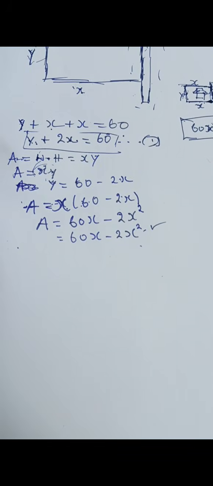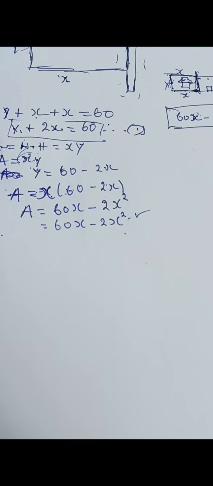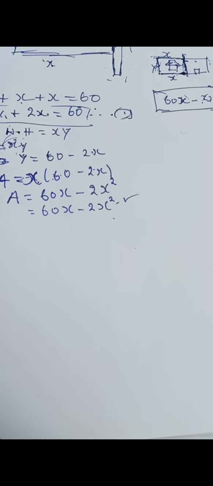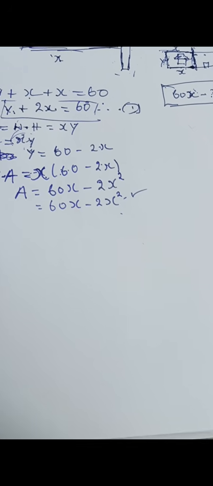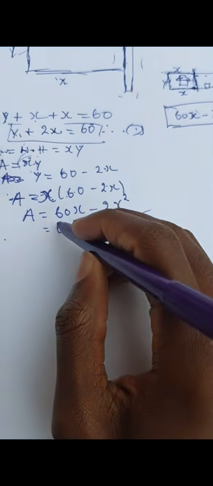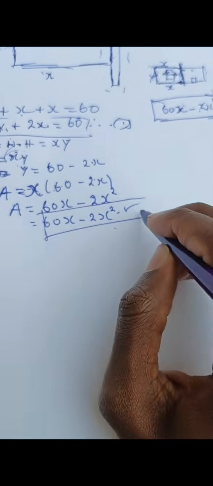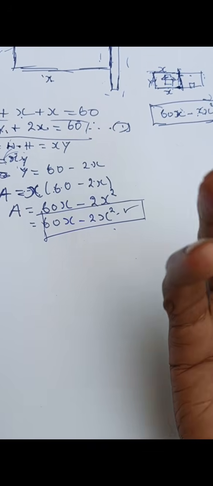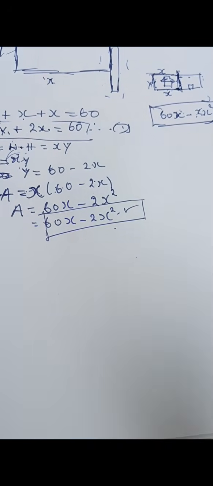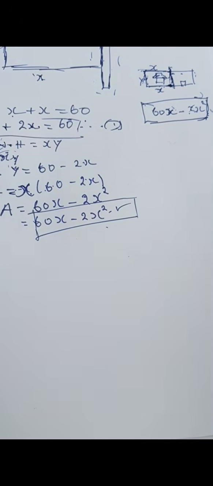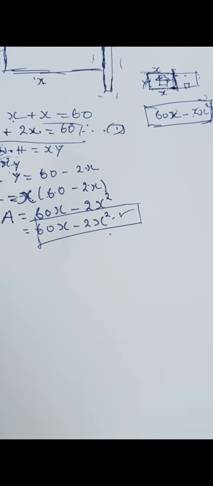So the next step, they are saying find the maximum possible area which can be enclosed. To find the maximum area, since we know the area, I want you to take note of this one. We need to find the maximum area, like they have said. So to find the maximum area, we need to find the maximum point. If you remember, I told you in the videos on application.